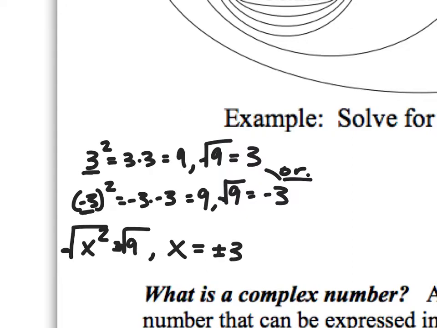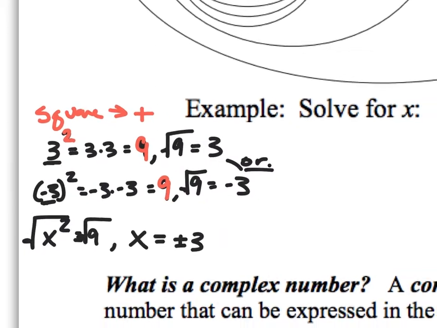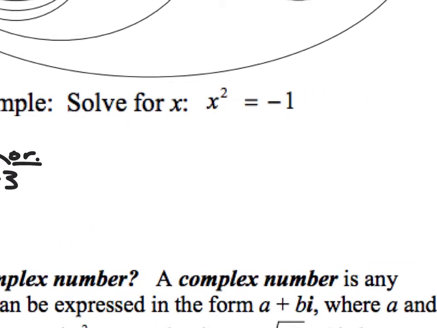What I want you to think about is this. When we square a number, we get a positive number. That's seen here and here. So squaring a number gives you a positive. But now we have this problem where I have an equation: if I take some number and I square it, I get a negative number. Well, that doesn't really work. If I take some number and multiply it by itself, it's always going to give me a positive number. So this is a contradiction.